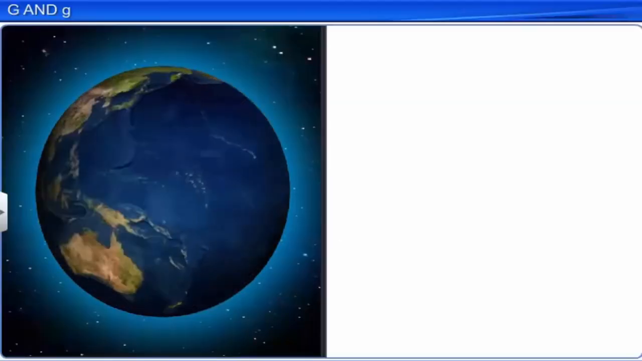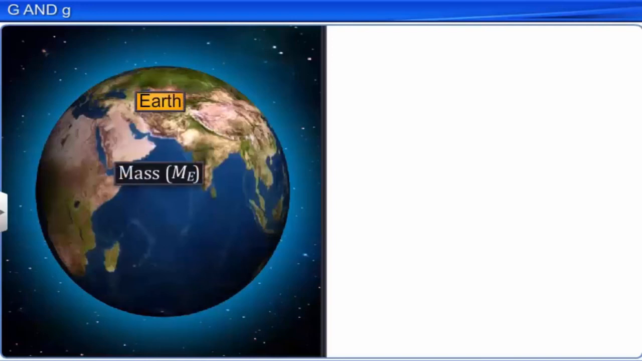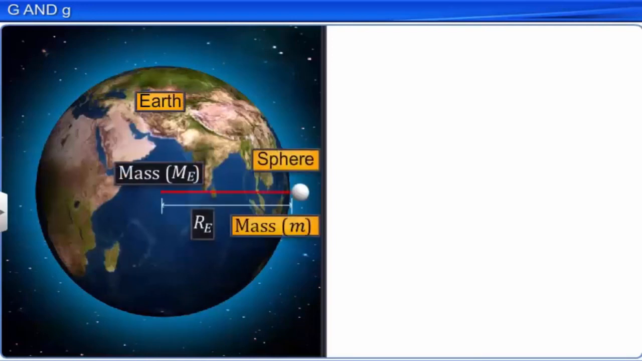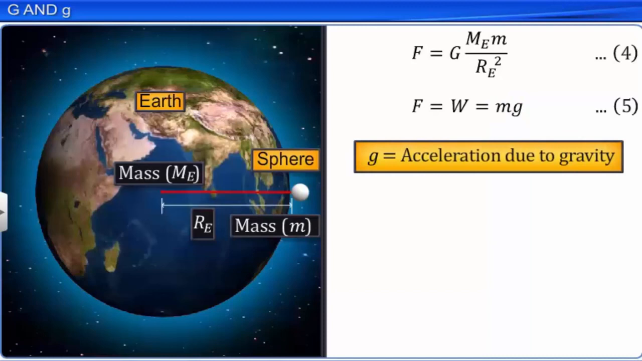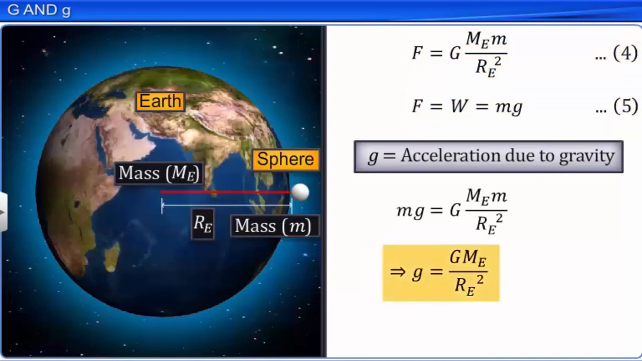Assume the gravitational force of attraction between Earth and a small sphere of mass m on its surface is denoted by equation 4. It is the same force that is referred to as the weight of the body W, given by mg, where g is the acceleration due to gravity on the surface of the Earth. Equating equations 4 and 5, we get the expression for acceleration due to gravity in terms of G, the radius of the Earth, and its mass.